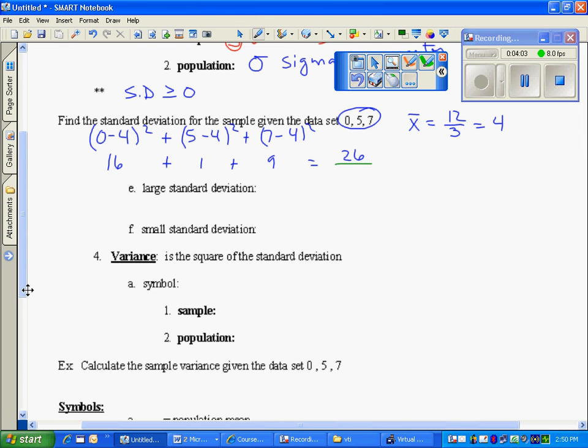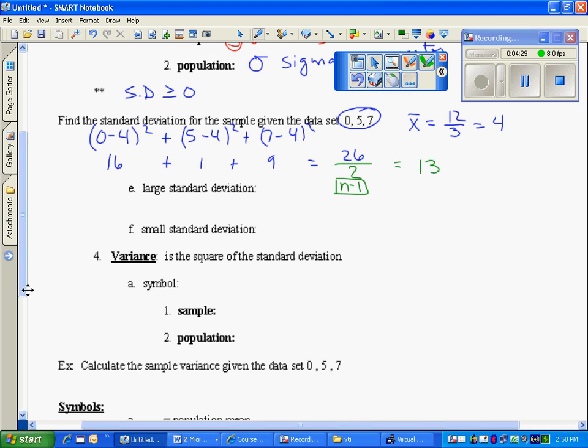Now because of theoretical reasons called degrees of freedom, I have to divide by n minus 1, one less than what's in my sample. I know that seems strange. There are some theoretical reasons for doing that. When we're dealing with samples, we divide by 1 less than my sample size. When I divide 26 by 2, I get 13.